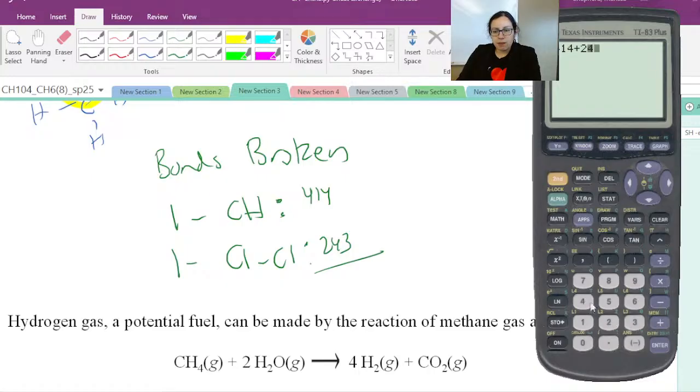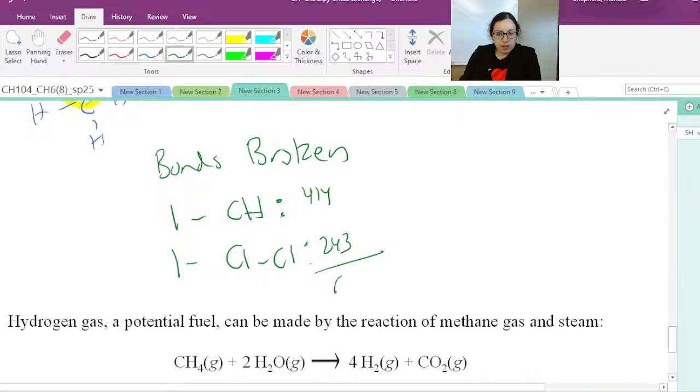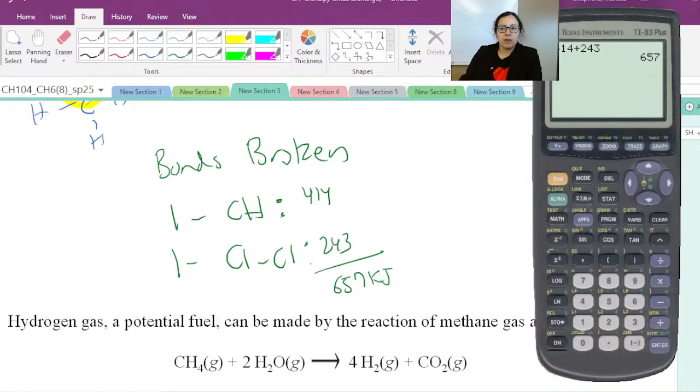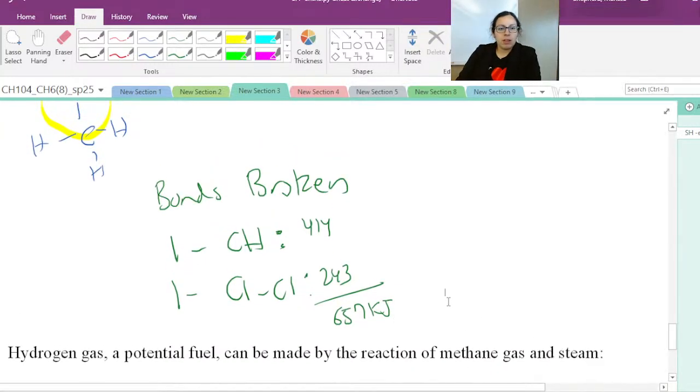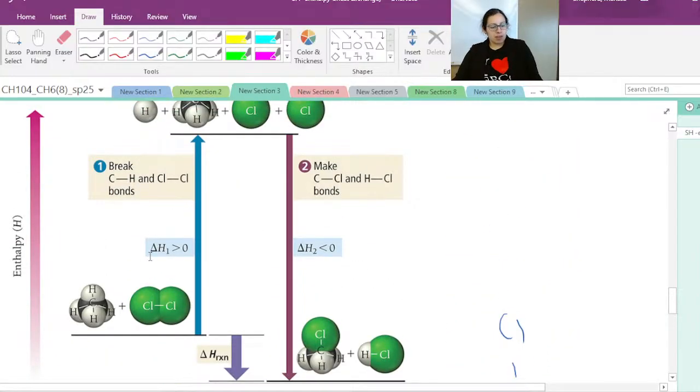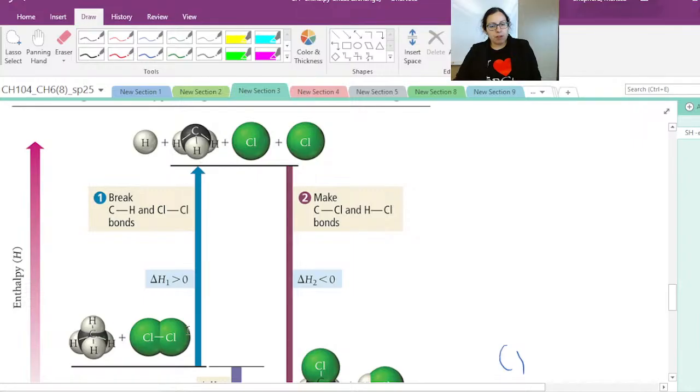So far we have that we had to put in 657 kilojoules of energy to break those bonds. And so that's, again, kind of what they're showing here. So our little diagram with our plus arrow to indicate we put in enthalpy. And so now let's see how much we get back.